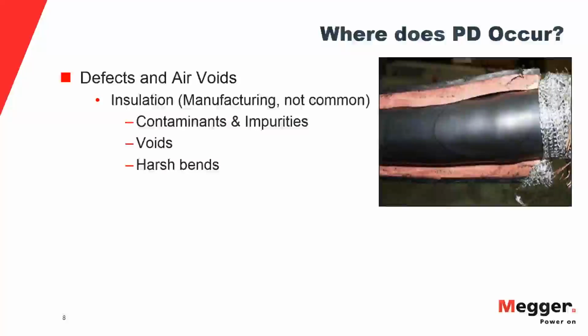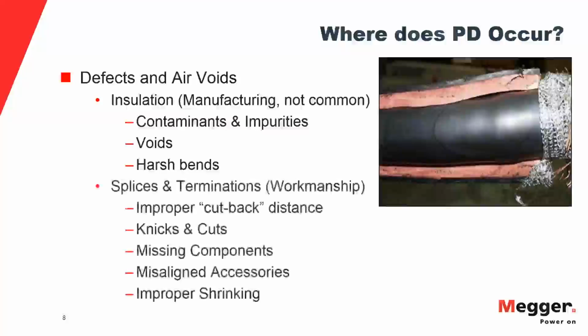In the bulk insulation of the cable, it can occur as defects from the manufacturing process, but it's very uncommon to see that. If any contaminants or impurities get into the insulation material, or if we wind up with voids for whatever reason, or as part of the installation process, if we exceed the bending radius of the cable, all these things can contribute to partial discharge in the bulk insulation of the cable itself. What we see much more commonly, though, is partial discharge in cable accessories, splices and terminations, places where people have put their hands on it.